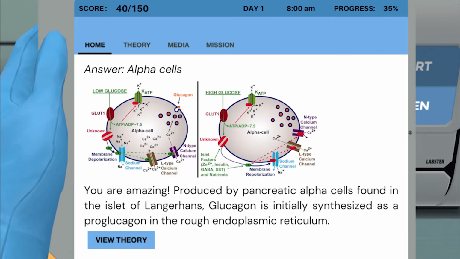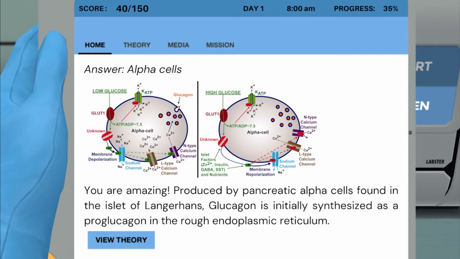You are amazing! Produced by pancreatic alpha cells found in the islet of Langerhans, glucagon is initially synthesized as a proglucagon in the rough endoplasmic reticulum. After being cleaved and modified, glucagon will be released into a vesicle from the rough ER, which will then travel to the Golgi apparatus for further modification and packing. Multiple vesicles containing glucagon will then be released into the cell.